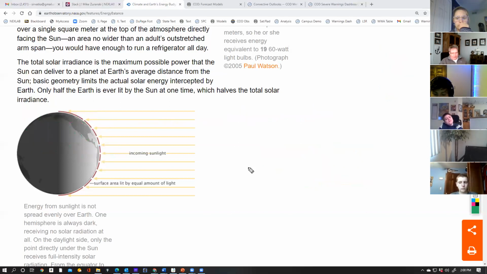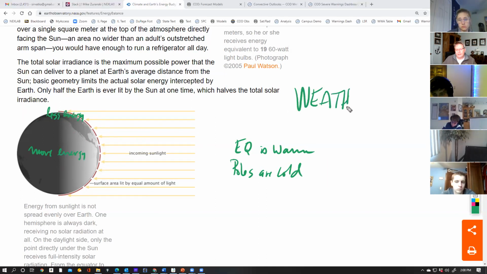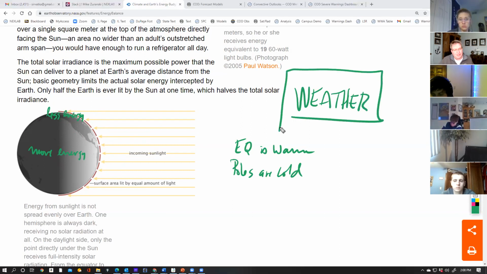So what I'm saying is that this area gets more energy. This gets less energy, which means the equator is hot, or it's warm. The poles are cold, which because of that gives us what? Gives us weather. So I've gone the opposite way. Pay attention, this is important.